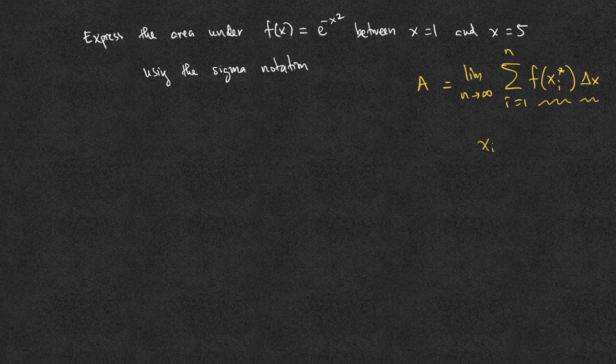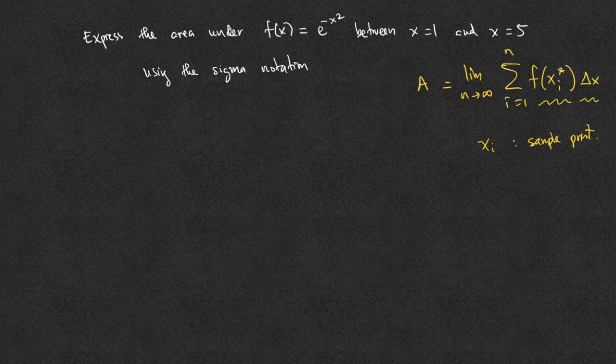What is x sub i? X sub i is what we call the sample point. In this case, we will use the right endpoint. To express this in sigma notation, we need to find out what delta x is and what x sub i is, so that we can find f of x sub i.